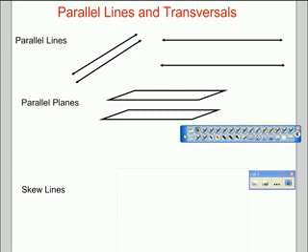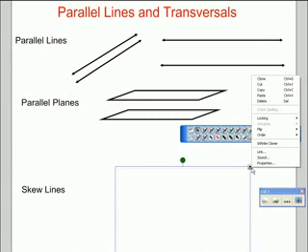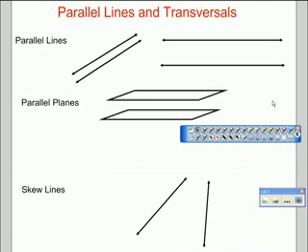Our next set of lines that we're going to talk about are skew lines. Skew lines are lines that will, if extended, intersect at some point. Now, they may not be intersecting in the sections that you are shown, but at some point, if we extended those lines, they would intersect. Right there.